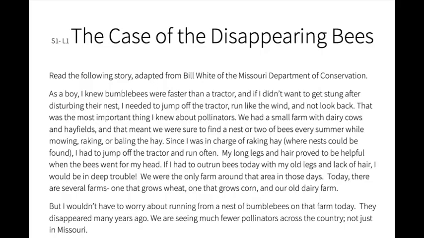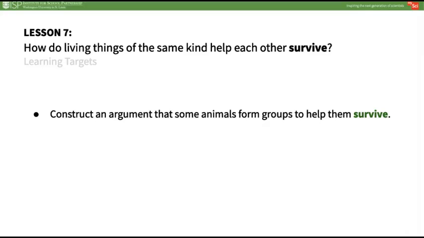Finally, return to the unit phenomena, asking students what they have figured out in this lesson that will help us figure out a solution to the disappearing bees in Bill's story. Add to the ongoing unit phenomena chart so that students have evidence of how their thinking is evolving over time. By the end of this lesson, students will construct an argument that some animals form groups to help them survive.